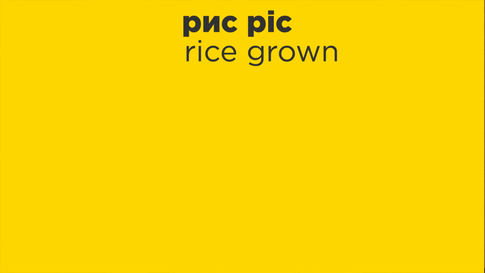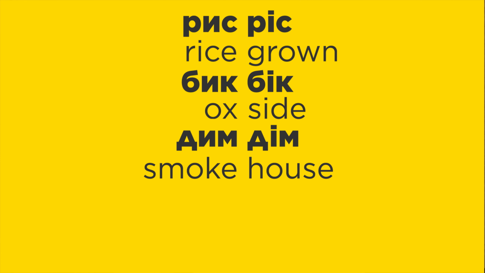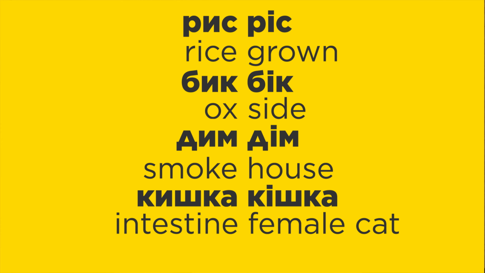Here are some examples. Рис, ріс, бик, бік, дим, дім, кишка, кішка. Congratulations! You are now a specialist in distinguishing the Ukrainian I and E sounds. Now we can finally start practicing all the regular vowels. Feel free to repeat the example words after me.